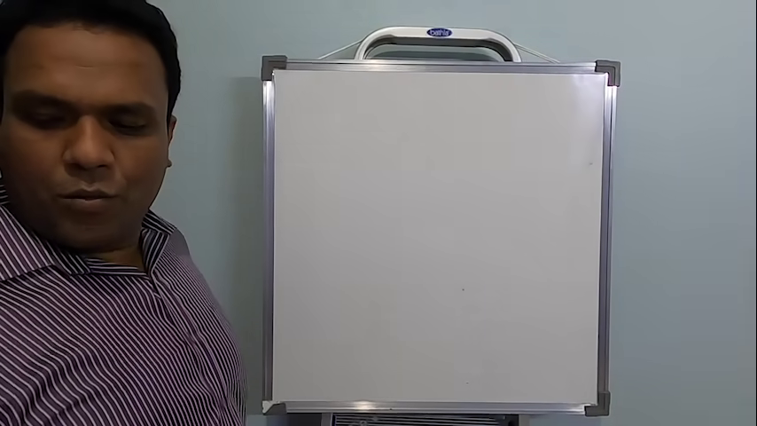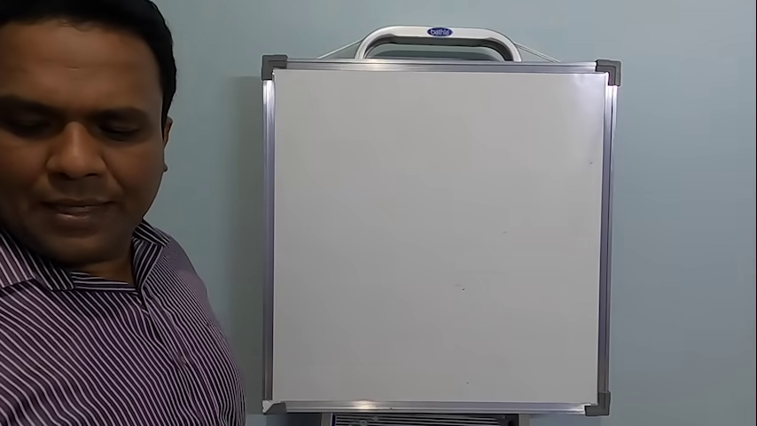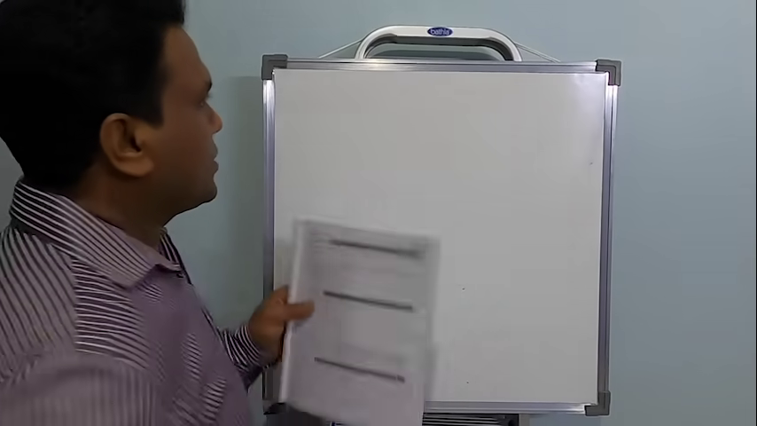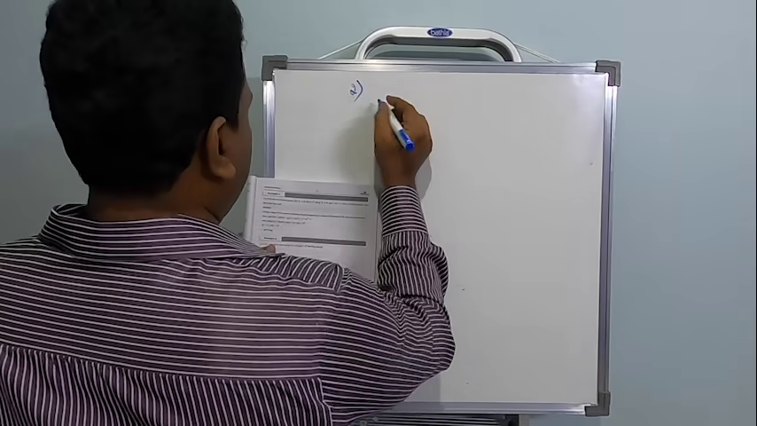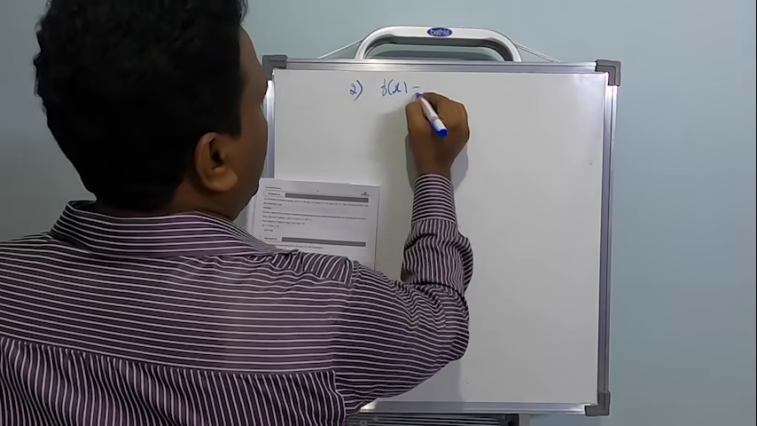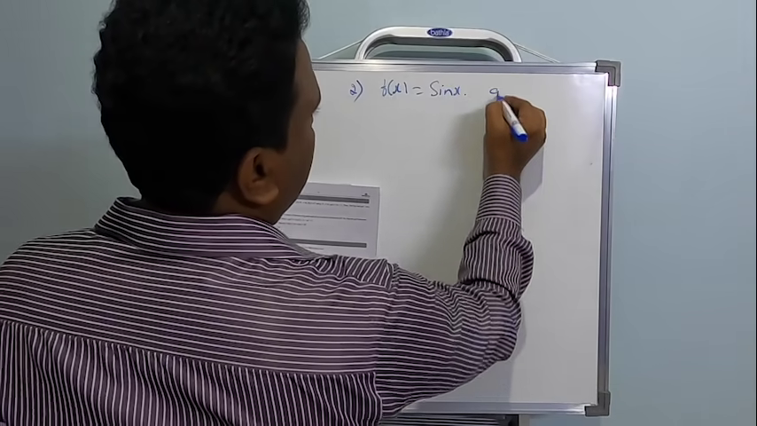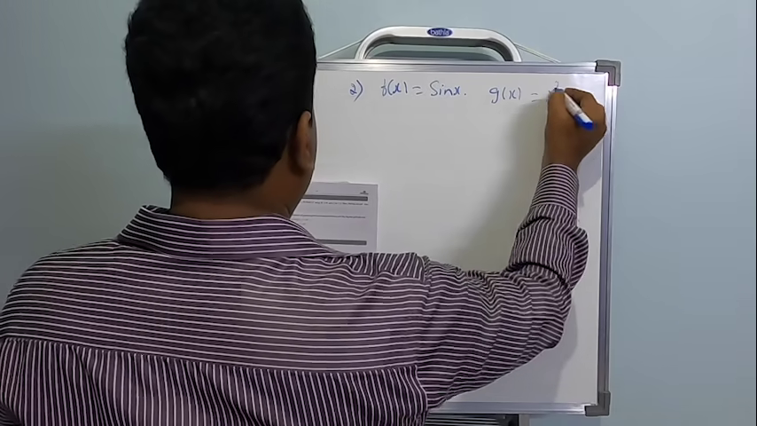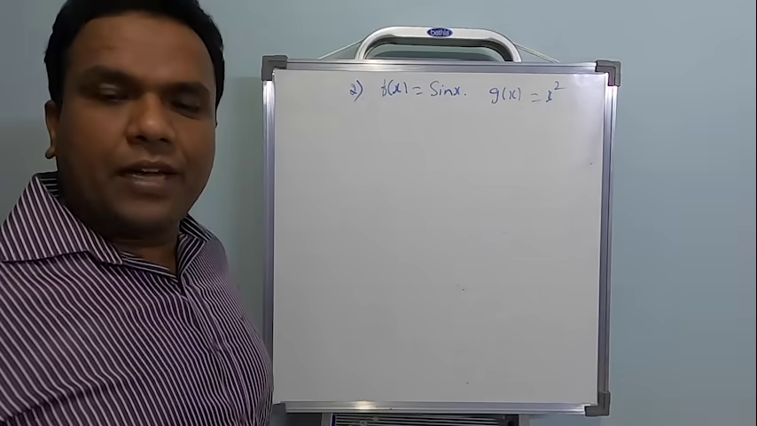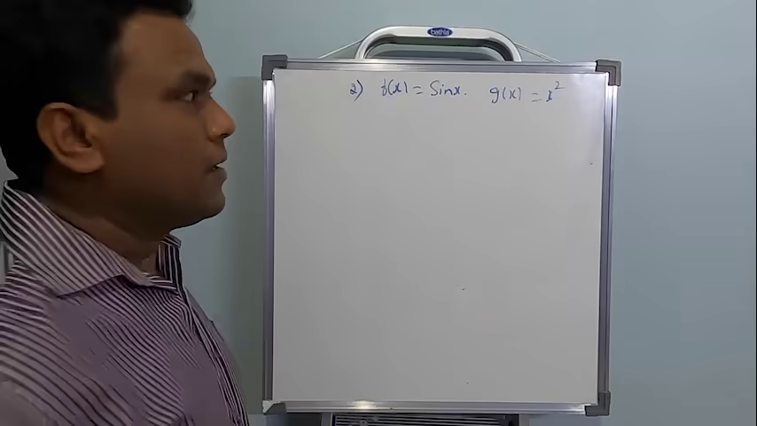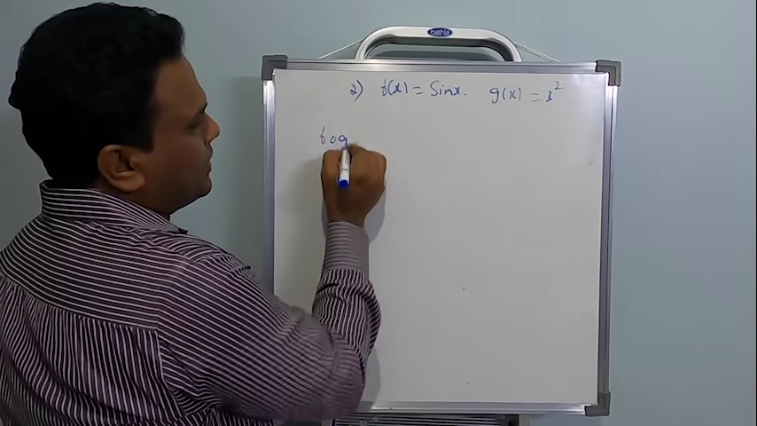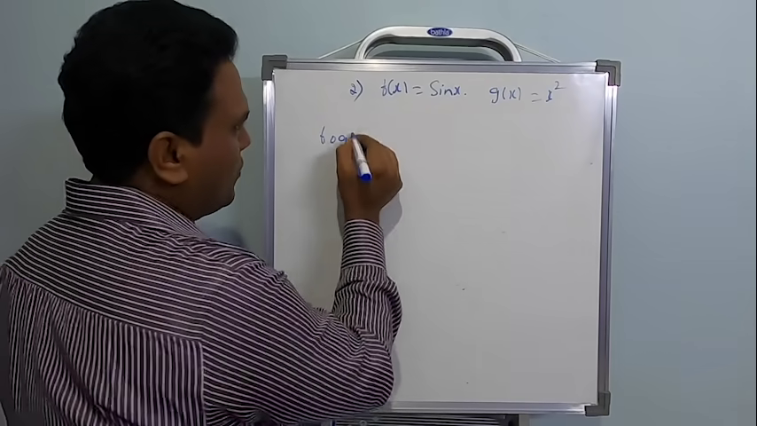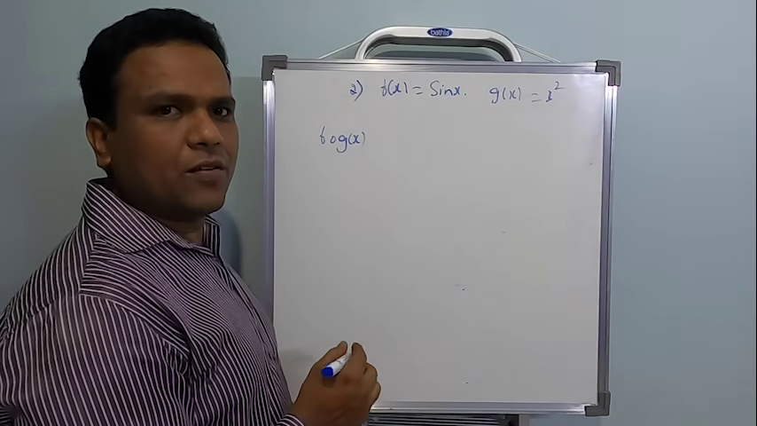Okay students, we have one more problem there. The second problem under discussion is f of x equal to sin x and g of x equal to x square. Then we need to find f of g and g of f. So how to find f of g? They mention only f of g. You have to start by considering f of g of x.